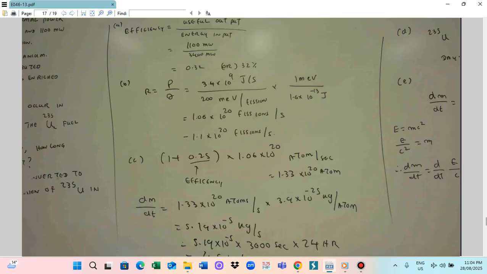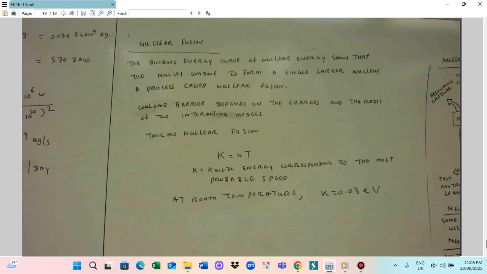Now nuclear fusion. Nuclear fusion is the binding energy for nuclear energy, showing that nuclei combine to form a single larger nucleus. This process is called nuclear fusion. The forces depend on the charge and the rigidity of the two interacting nuclei. So when two nuclei collide, they can produce nuclear fusion and a larger nucleus.